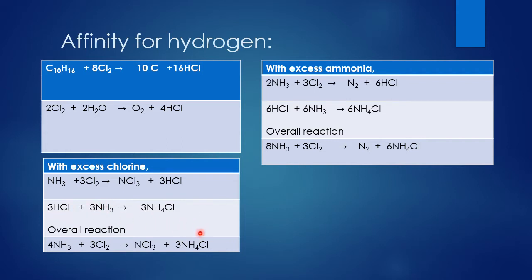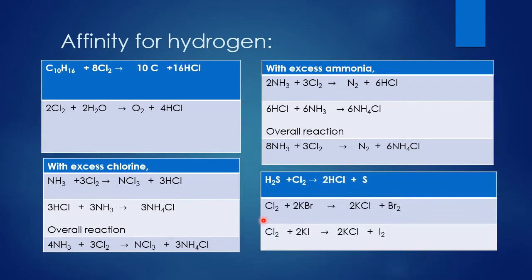Now we are going to sum up these two. So this HCl and HCl get cancelled. Here 3 ammonia plus 1 ammonia, that is 4 ammonia, plus 3 Cl2 gives you nitrogen trichloride plus ammonium chloride. Next, this chlorine reacts with hydrogen sulfide and gets converted into sulfur. Likewise, this chlorine reacts with potassium bromide and gets converted into bromine. Likewise, it reacts with potassium iodide and gets converted into iodine. So these are some of the chemical properties of chlorine.